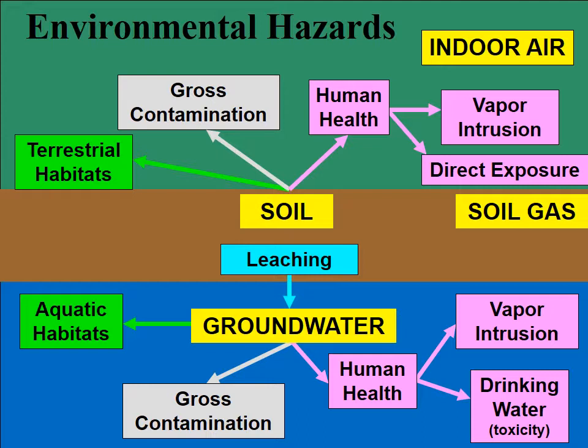Again, a similar set of potential environmental concerns for groundwater from the human health side, impacts to drinking water resources from a toxicity standpoint, and again, if it's contaminated with volatile chemicals, emission of vapors from contaminated groundwater usually needs to be fairly shallow in intrusion to overlying buildings. Also, gross contamination issues for contaminated groundwater. If it's a source of drinking water, this could be taste and odor concerns in addition to toxicity.